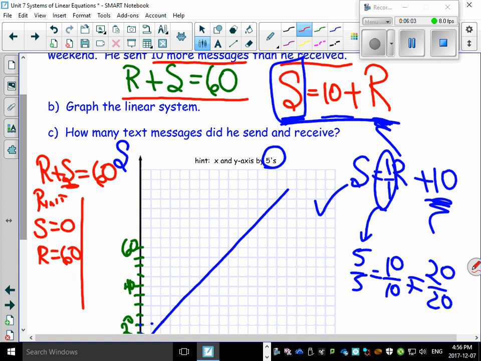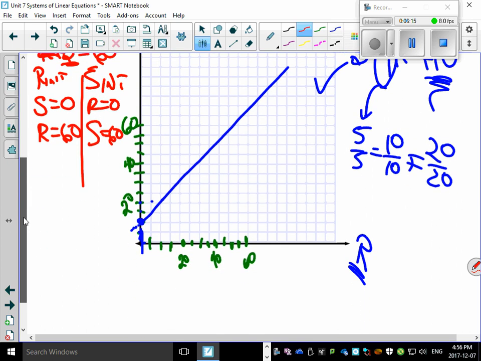Look at this. We'll do it again. We'll try not to mess up this time. The S-intercept, you know, is when R equals 0. So if R is equal to 0, S equals 60. Look at that. So your two intercepts are 60 and 60. There's one right there, and there's one right there.